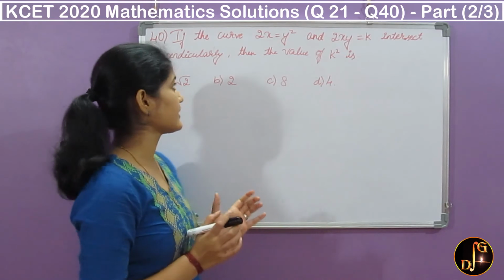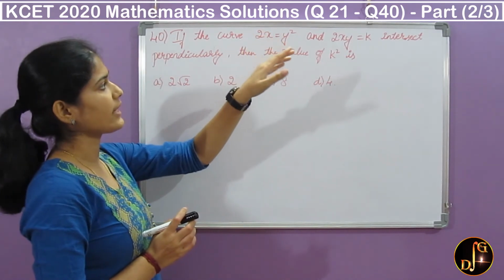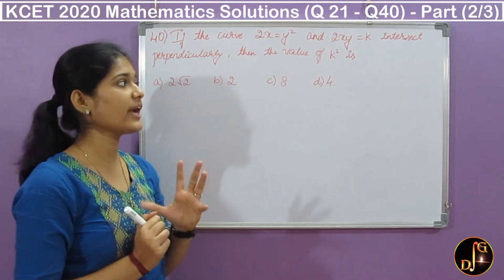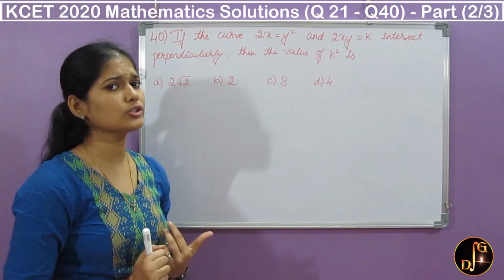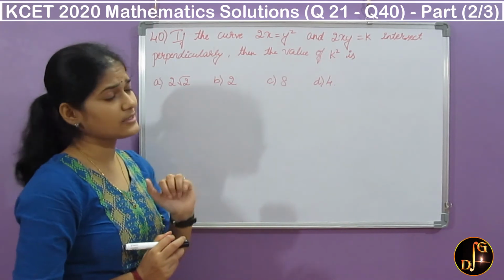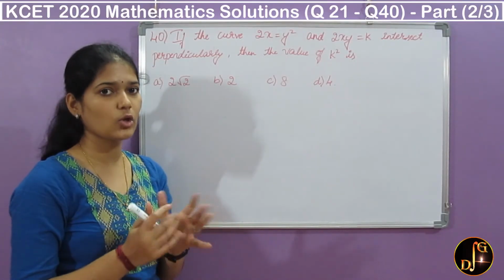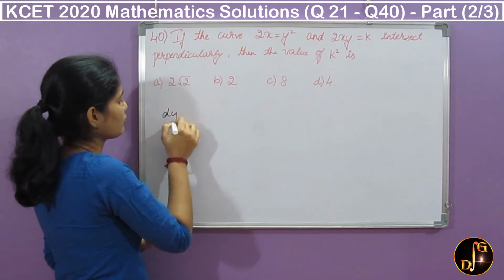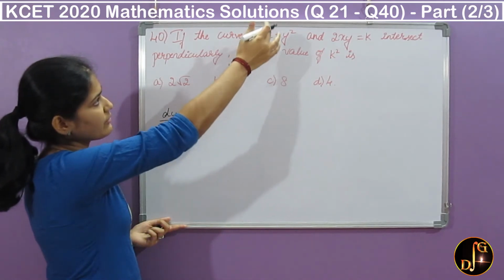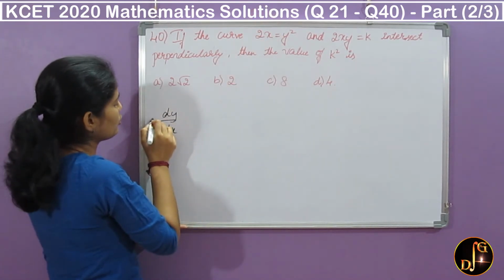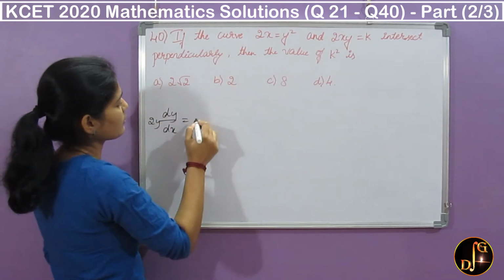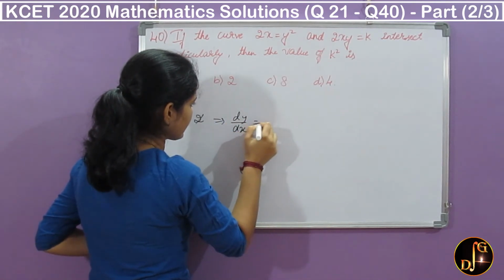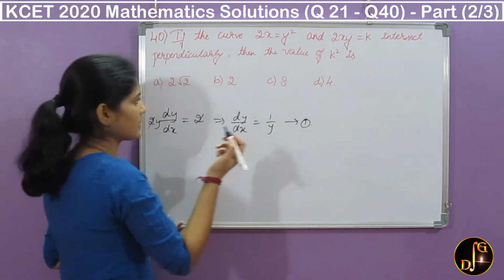In this problem, it is given that the curve 2x is equal to y square and 2xy is equal to k intersects perpendicularly. Then we have to find the value of k square. How to solve this? It intersects perpendicularly means the product of the slope is equal to minus 1, right? So let's find the slope. That means we have to find dy by dx, right? If we differentiate this, then we will get 2y into dy by dx is equal to 2. 2 get cancelled, which implies dy by dx is equal to 1 by y. Let it be equation 1.